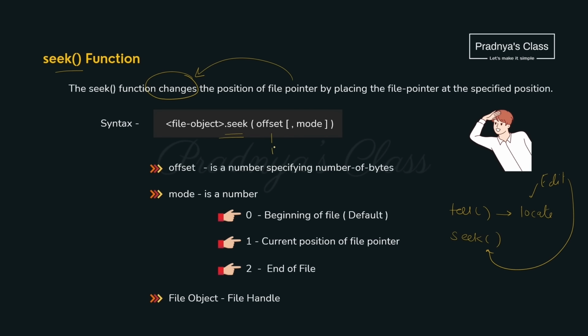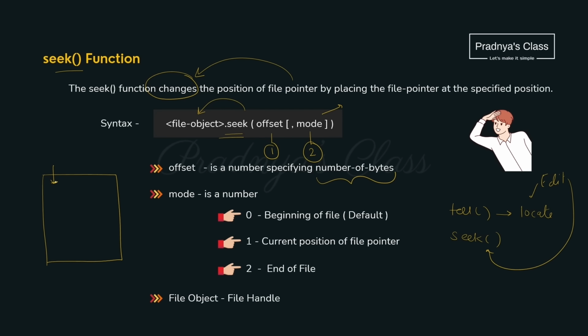The first parameter is offset and the second parameter is mode. This is not the mode of the file. This is something different. The seek function also works on the file object. Here offset means the number of bytes which we want to move, and mode indicates from which position you want to move, because in a file we will have different positions.